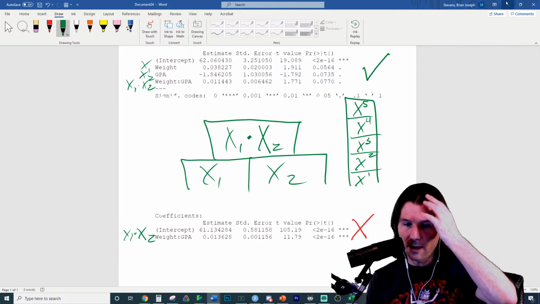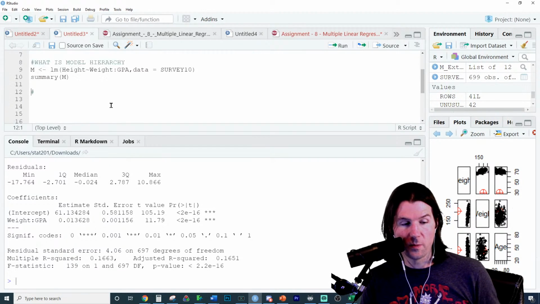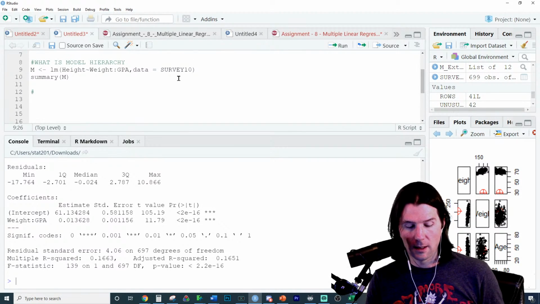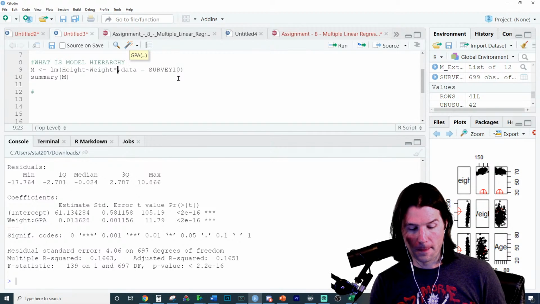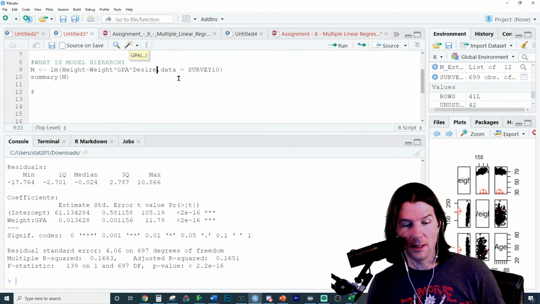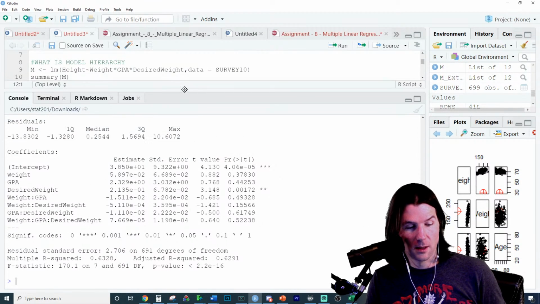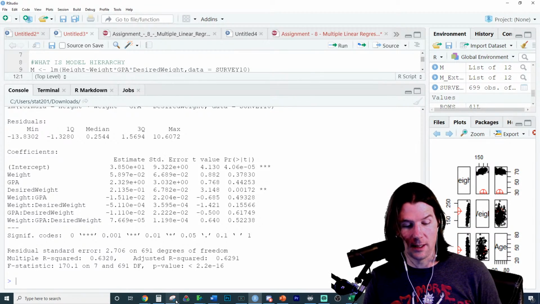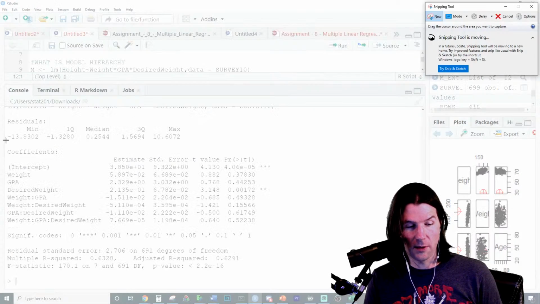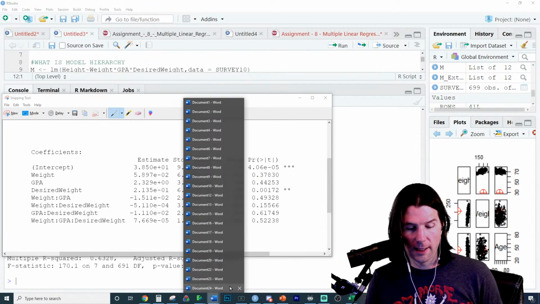So let me ask you this. Let's make a crazier model with a bigger model hierarchy. I think desired weight is a variable in this. Hint, this will carry through model hierarchy. Desired weight, I did spell it correctly. Does this carry model hierarchy or not? Are the coefficients in this model carrying model hierarchy or not?